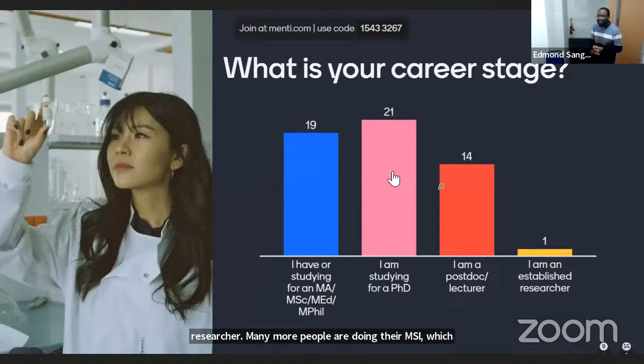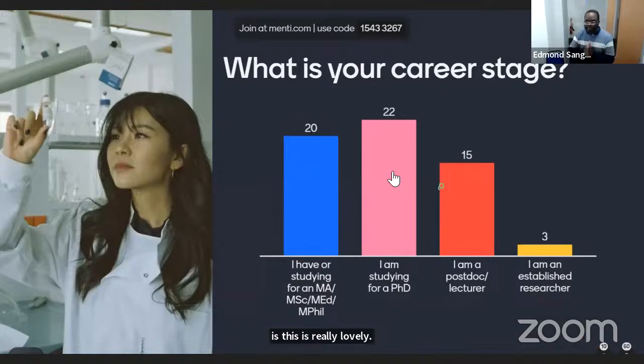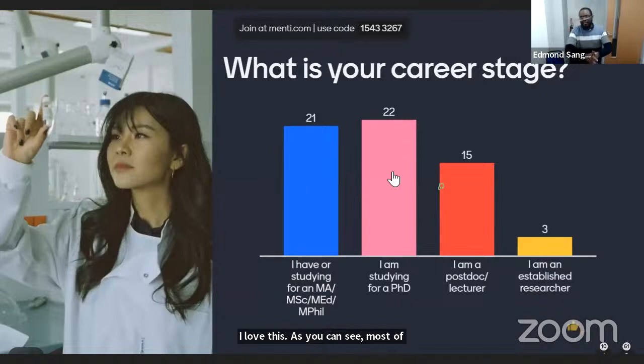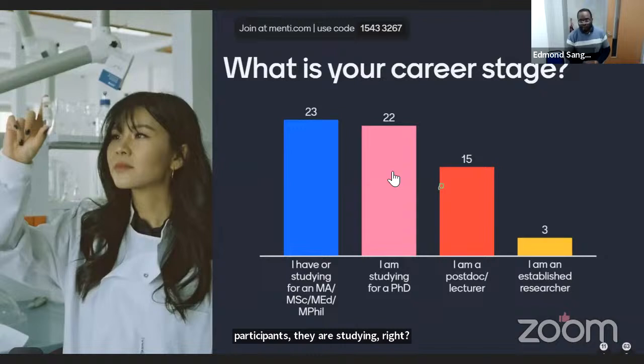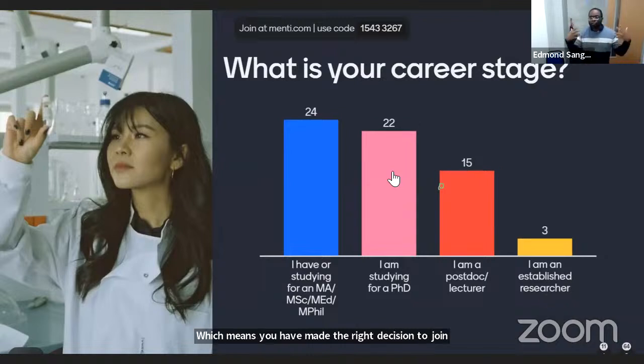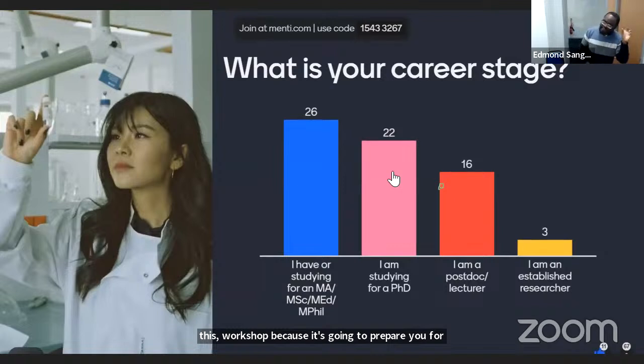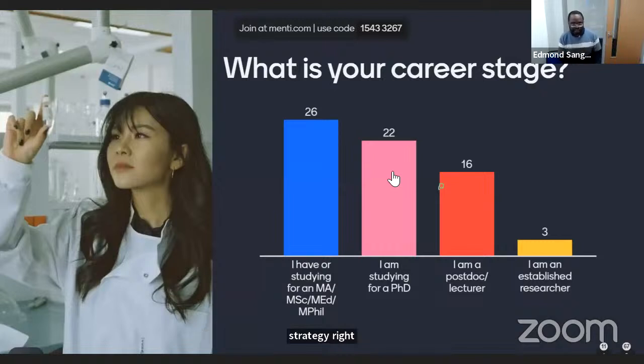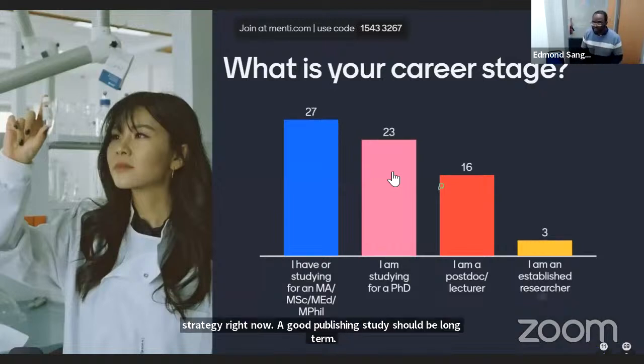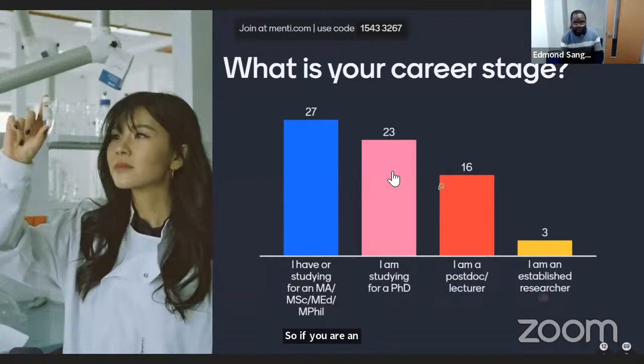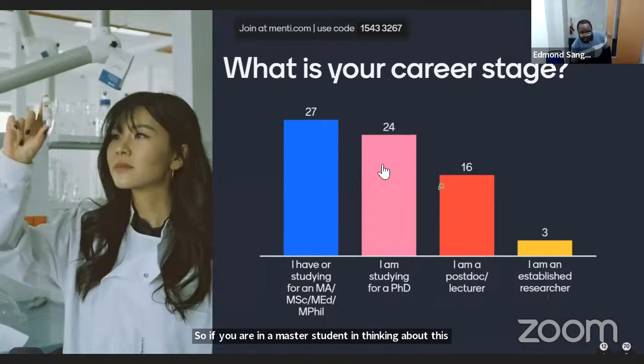I love this. As you can see, most of the participants are studying, right? Which means you have made the right decision to join this workshop, because it's going to prepare you for something really lovely. You are going to start thinking about your publishing strategy right now. A good publishing strategy should be long-term. So if you are a master's student and thinking about this, this is excellent. Congratulations for making that wonderful decision.